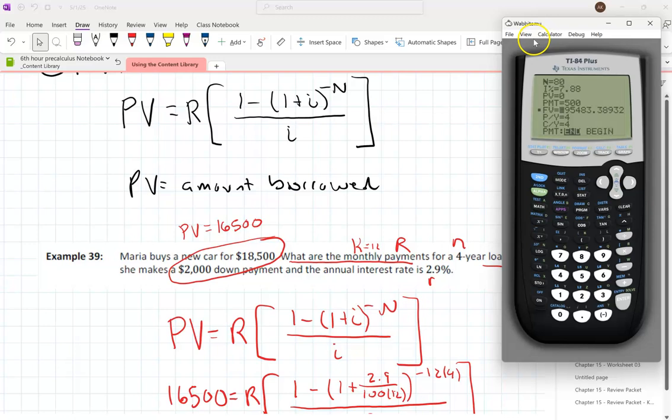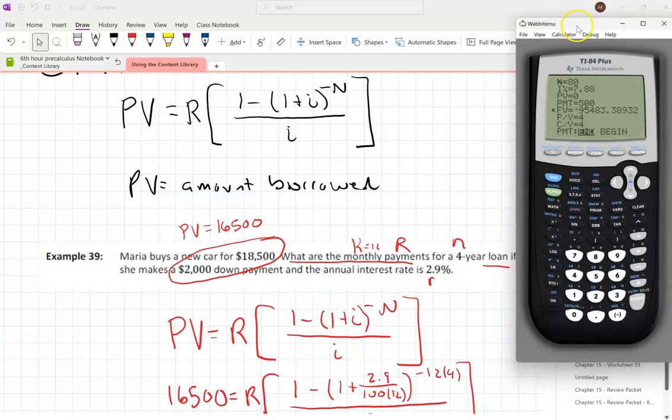And then if I did the last one, the last one had a little bit sticky algebra to do, so it's a nice one to use here. So 4 years, compounded monthly, interest rate was 2.9. Gosh, that looks good. So our present value is the 16.5 that we borrowed. Notice I'm going to make that a positive number because that's money that's coming into my pocket.